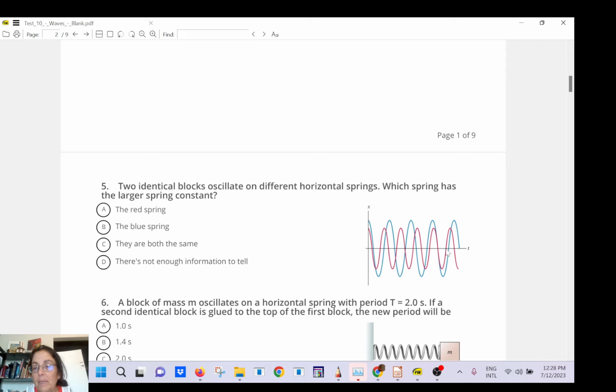If you look at the cycle, you start from the equilibrium position, you go up, back to equilibrium, you go down, back to the same place. You compare that to the blue. It starts before and it ends after. So the period for the blue is larger, so the frequency will be smaller. So the one with the largest frequency has the largest spring constant. So the largest spring constant is the red spring.